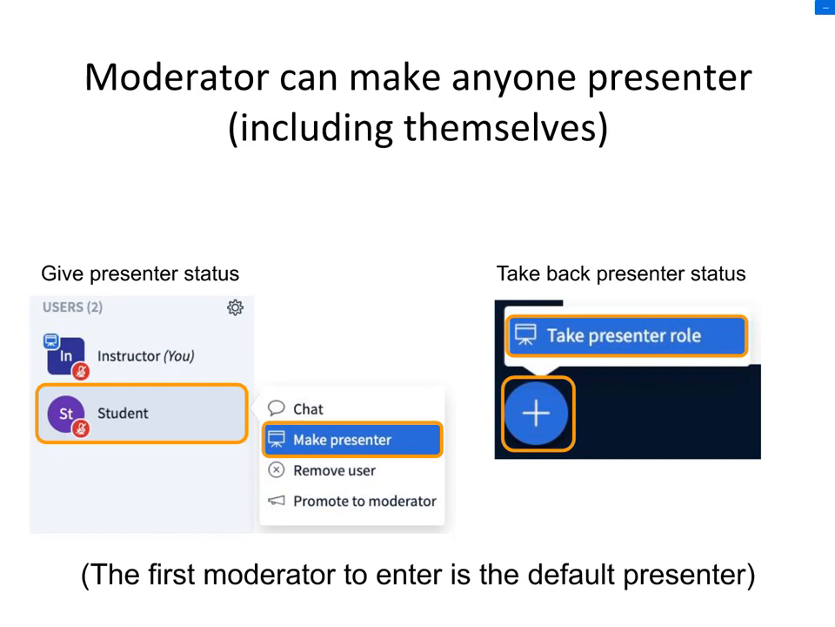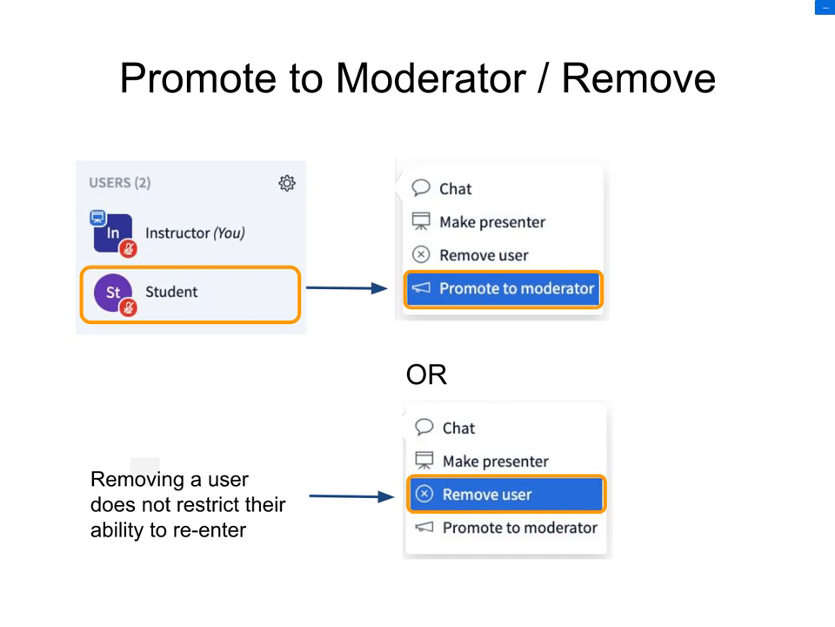All right, we promised earlier that the instructor or the moderator can make anybody presenter, so you can click on a student's name and choose Make Presenter if you want. And then when you're done, moderators always have the plus sign, and if you're not the current presenter, you just have the option to take back presentation control. So you can give it to somebody and very easily take it back.